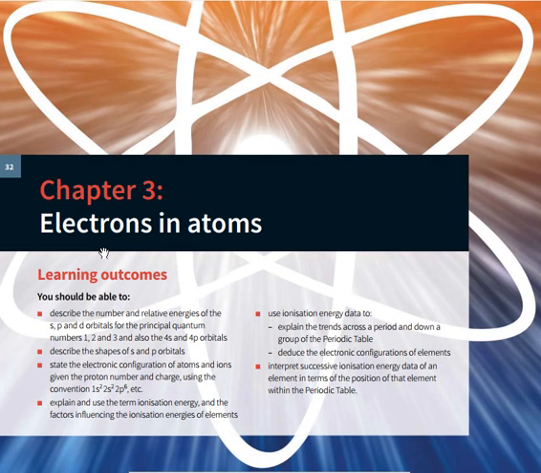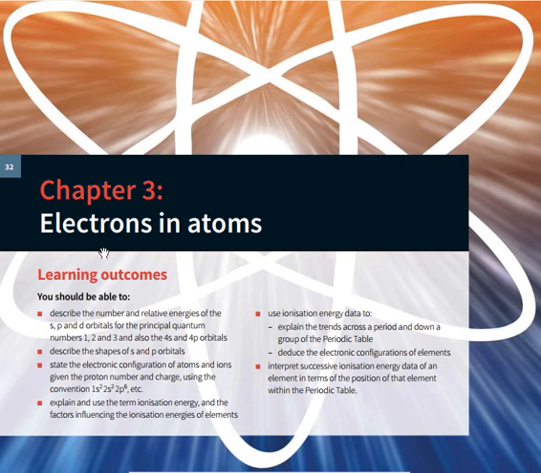Now, the differential equation that Schrodinger had gave different solutions. The first solution was called the principal quantum number. The second solution was called the azimuthal quantum number. The third solution was called the spin quantum number, and the fourth solution was called the magnetic quantum number.